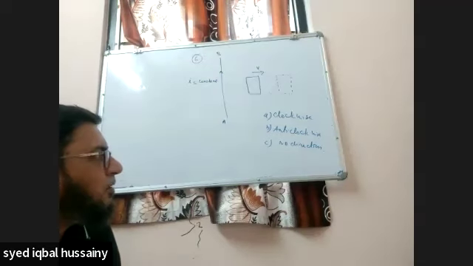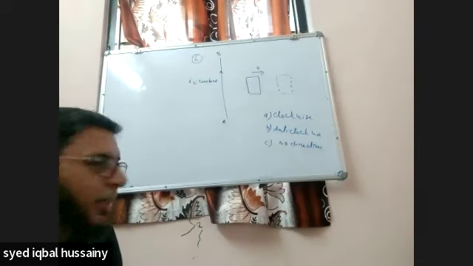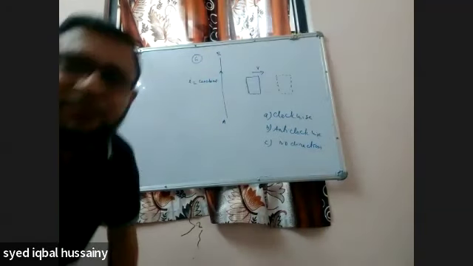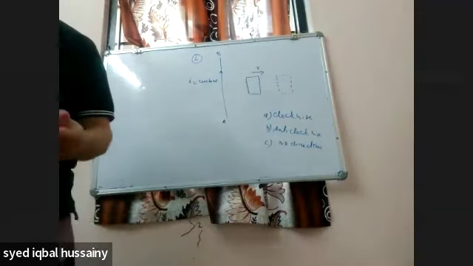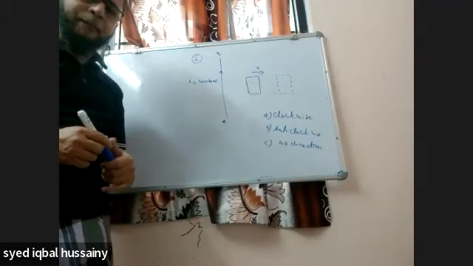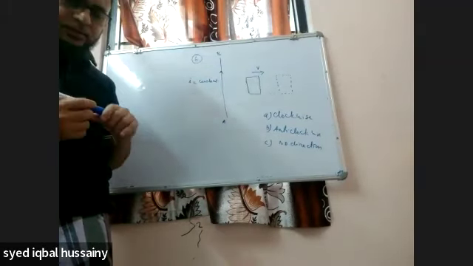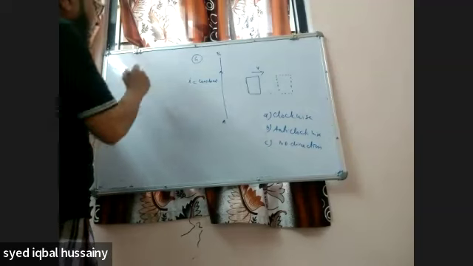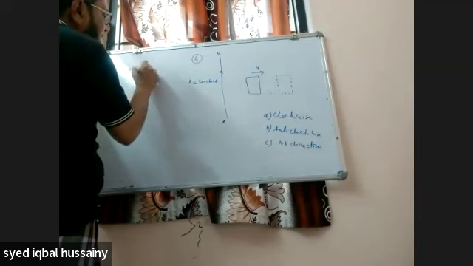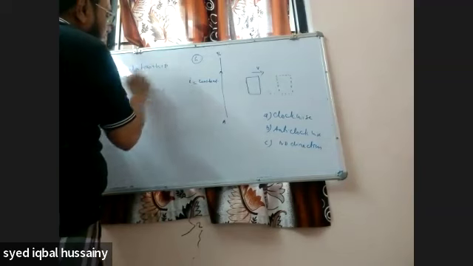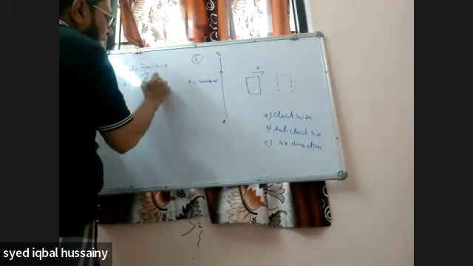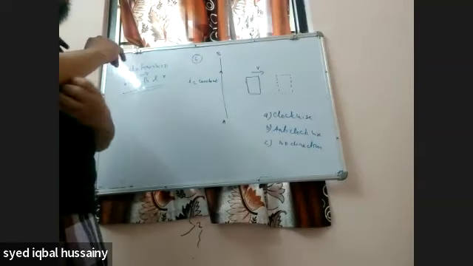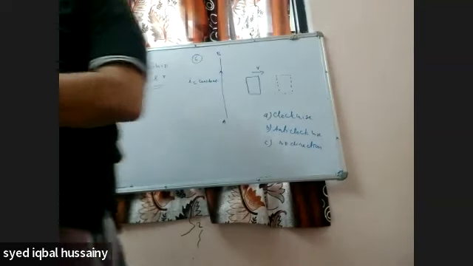Some children say C, some children say B, some children say A. Now we will see the concept very clearly. Current is constant. Do you know the relationship between magnetic field and distance? Magnetic field versus distance, there is a relationship between them. Do you know the formula between magnetic field and the distance r? Can anyone tell me the formula for this first?